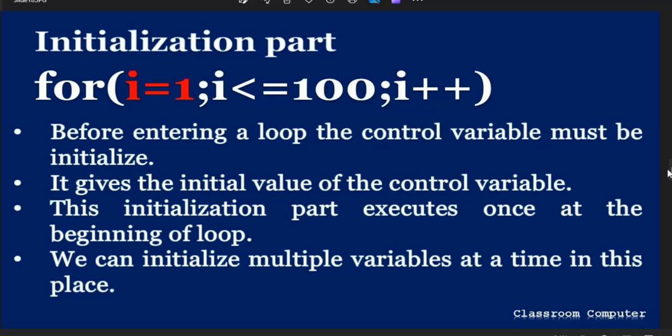If the loop iterates more than one time, then the second iteration starts from after the for, from i less than or equal to 100. That means after the first semicolon, which is situated after i equals 1. Also we can initialize multiple variables here. How? Showing after a few minutes.